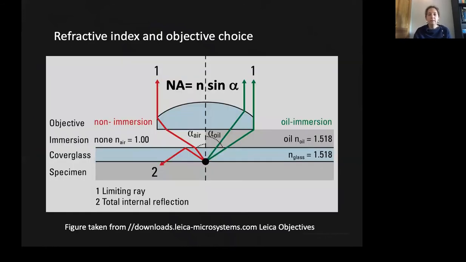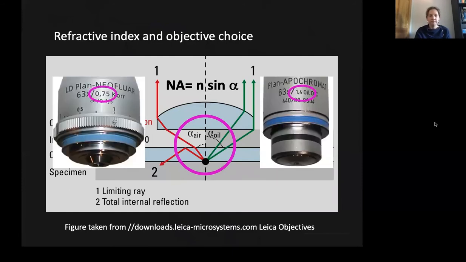Perhaps counterintuitively, therefore, it's not the magnification of an objective lens that gives you information about its resolution capabilities, but the numerical aperture. It's the numerical aperture, shown here as NA, that gives you information about the angle of light that can enter the objective lens, and therefore the resolution. The larger the angle of acceptance, the better the theoretical resolution.